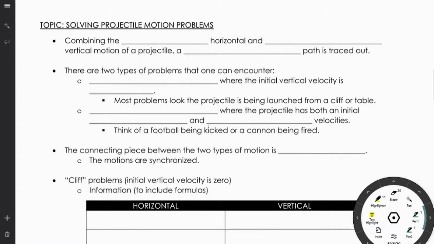Okay, now in this video, we're going to look at what we could call cliff problems. And we're going to talk a little bit about the intro part too, but we're going to focus down here on these cliff problems to include an example problem.